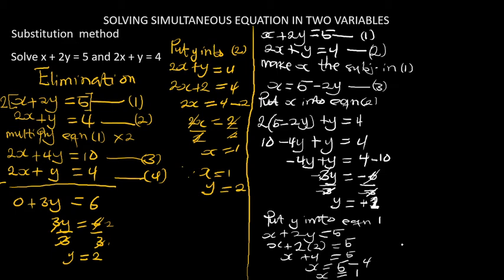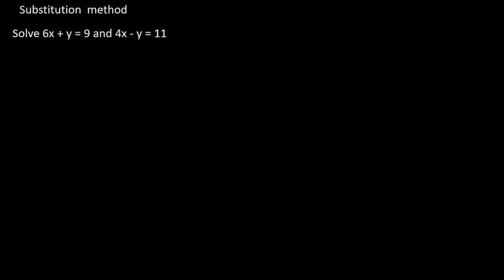Alright, so we can conclude that x is equal to 1 and y is equal to 2, which is the same as what we had for the elimination. So you now see the difference between the elimination method and the substitution method. Now let's try another example.